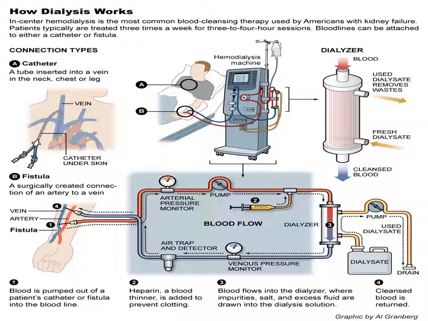Once in the dialyzer, the blood travels through to a pump where the dialysate filters the toxic waste substances out of the blood, and then the cleansed blood is returned back to the tubing circuit, goes through a venous pressure monitor, through an air trap and detector, and back to the patient.